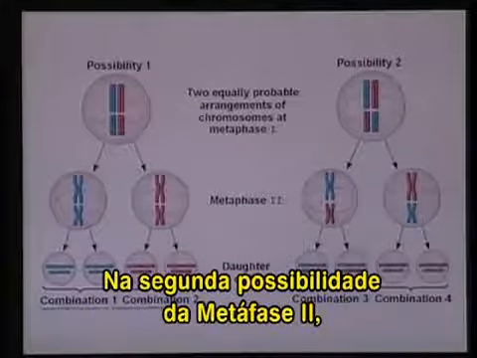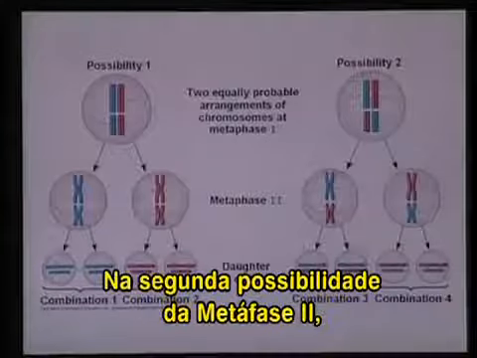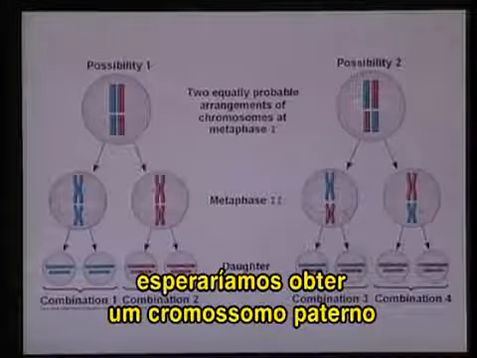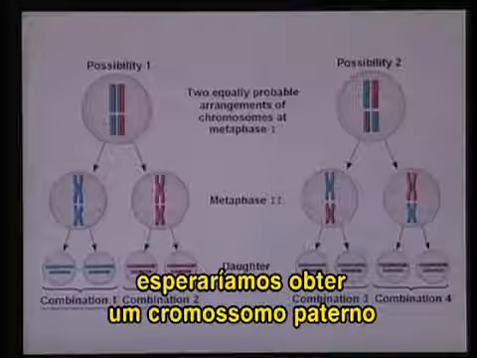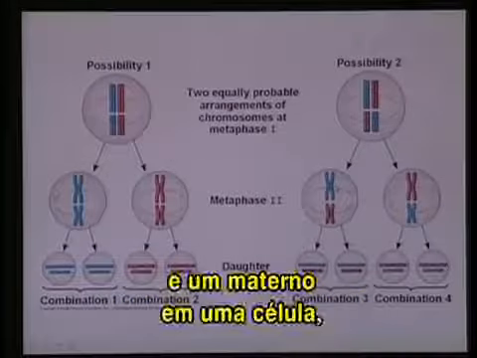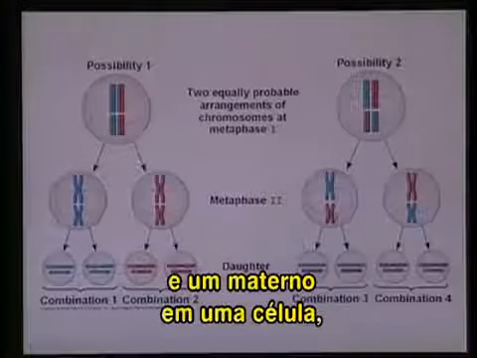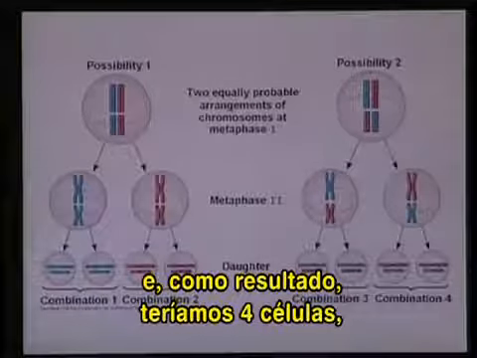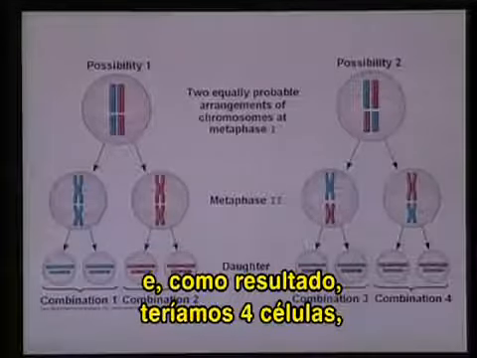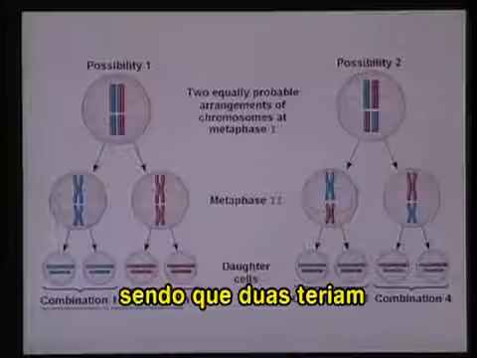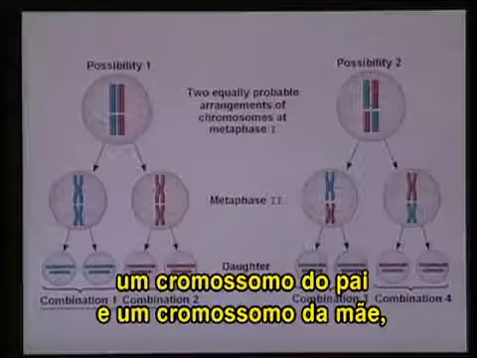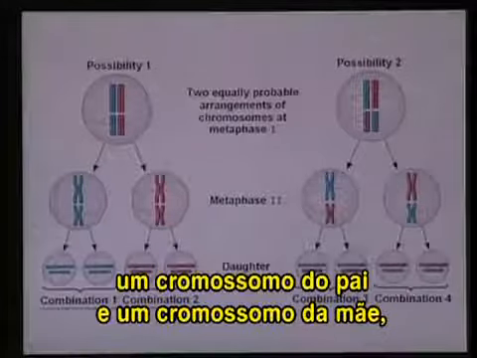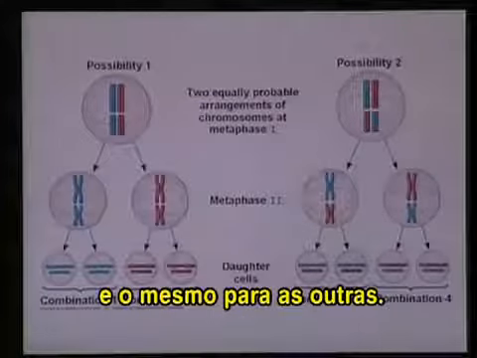Now, in the second possibility, in metaphase II, we would expect to see one paternal chromosome and one maternal chromosome in one cell. And as a result, we would have four cells. Two of them would have one chromosome from the father and one chromosome from the mother. Same thing for the other cell.